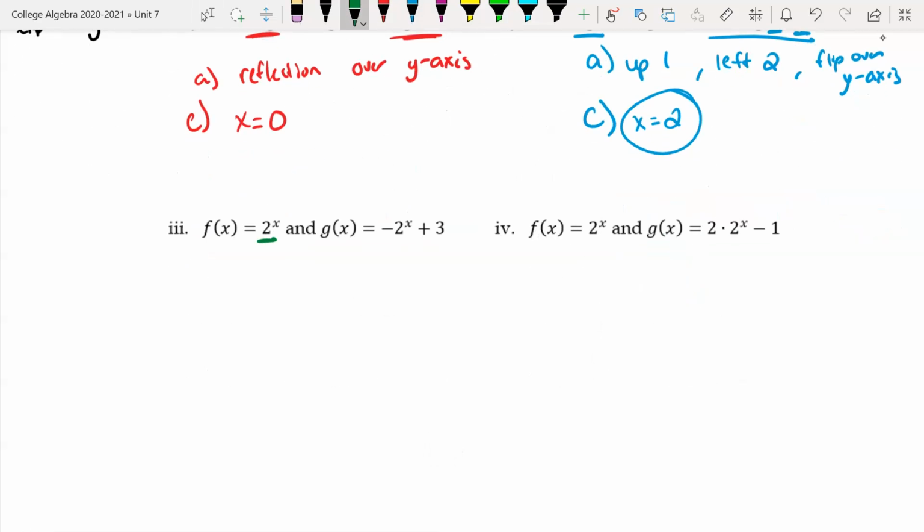Next one, here's what I start with. These are exponential functions, so now it's y equals instead of x equals on your asymptote. Negative out front means reflection over the x-axis. And the +3 means I'm going up 3. So my asymptote, if I flip it over the x-axis, it's still going to be y equals 0, but then I move it up 3, so it's going to be y equals 3.